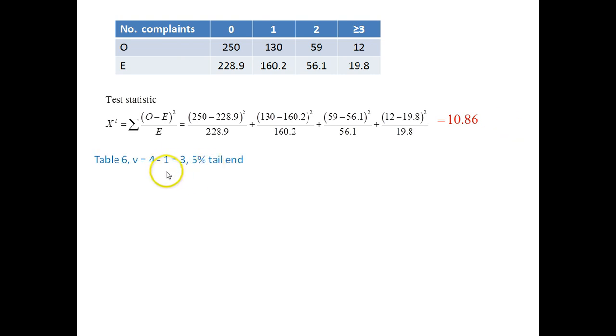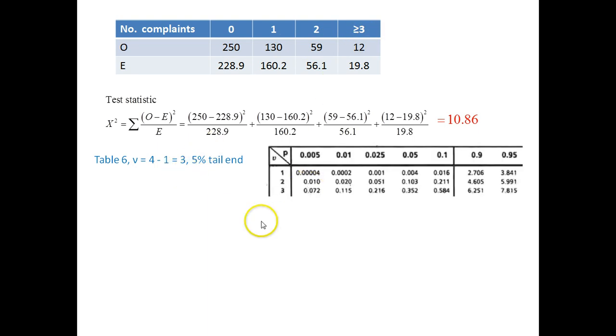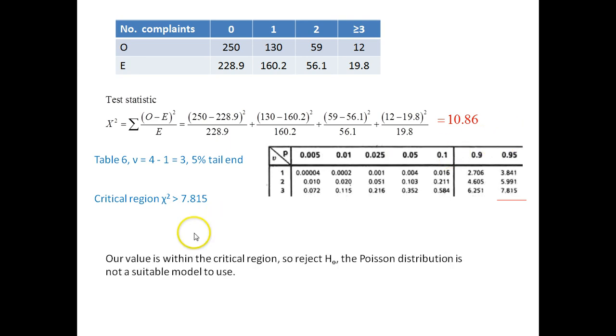Looking that up in the table, 5%, 4 columns, therefore 3 is my degrees of freedom. In the table, 0.95 with 3 degrees of freedom, my critical value is 7.815. So the critical region is above that. Our value is within the critical region, so I'm rejecting H0. The Poisson distribution is not a suitable model to use. It's not close enough.